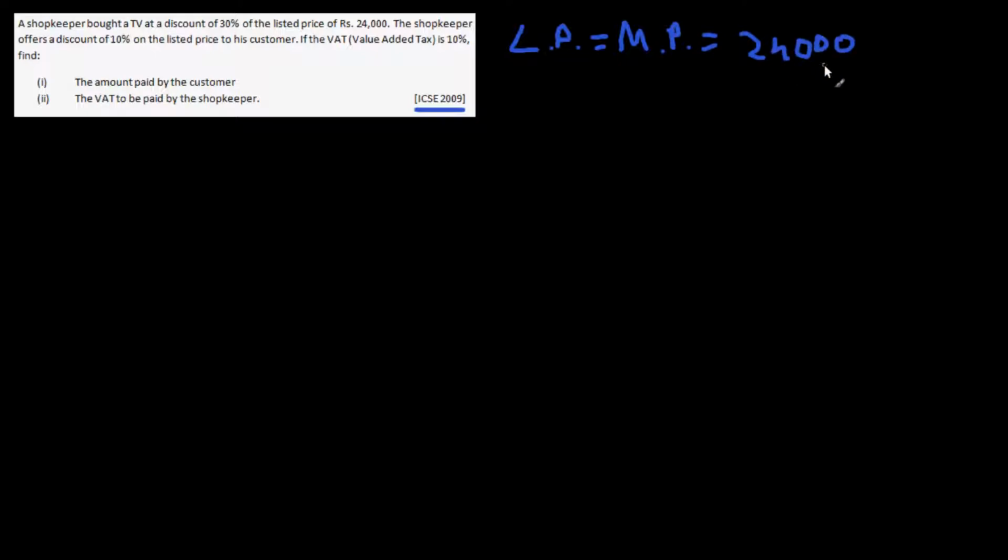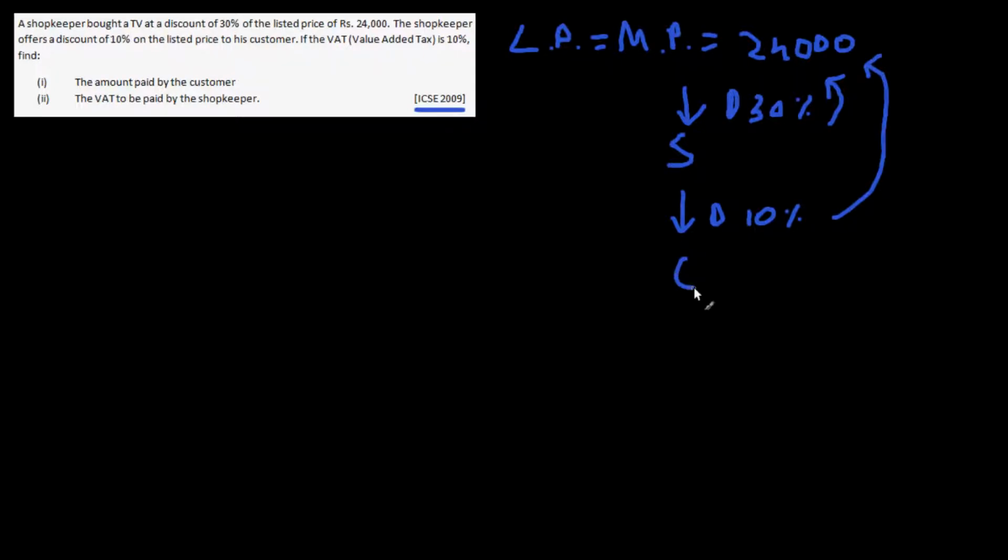The first piece of information, we first know that there is a shopkeeper. He's buying the TV from someone at a discount of 30% on the list price. And we also know that he is offering a discount of 10% on the list price again when he sells it to the customer. And another thing we're given is that the VAT is 10%.